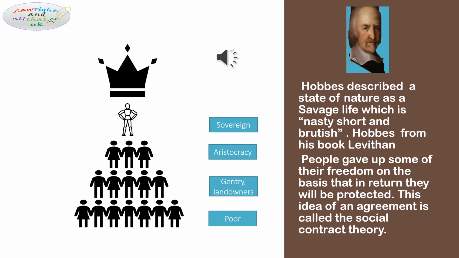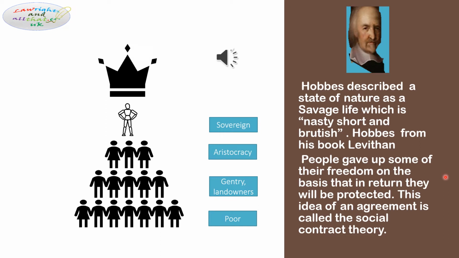On this slide you can see on the right hand side Thomas Hobbes, describing the state of nature as a savage life which is nasty, short and brutish. That was in his book called The Leviathan.